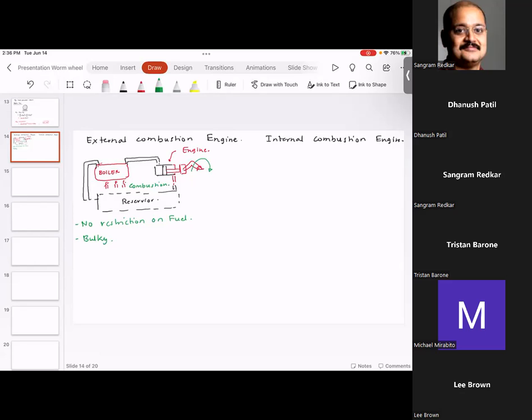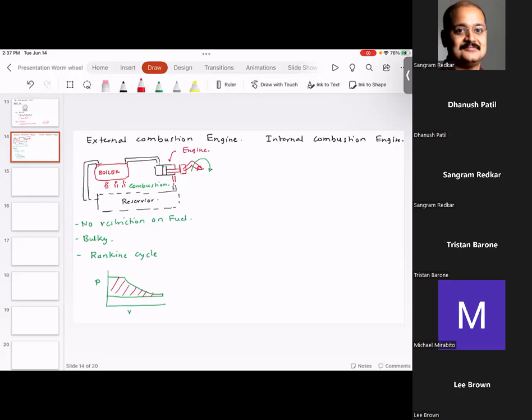Typically, the external combustion engines work like a steam engine. Steam engine works on the Rankine cycle. So if you look at the PV diagram of the Rankine cycle, it's something like this. So the area under the curve is the work done.